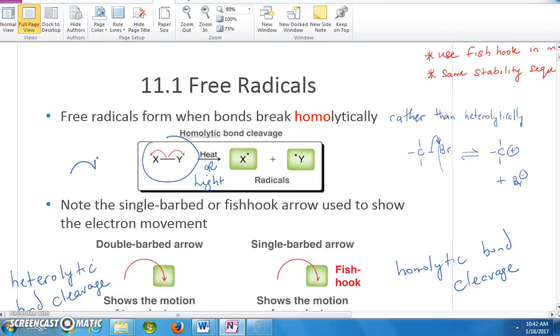Remember, a bond is made up of two electrons, so when the bond breaks, each atom goes away with one electron. And these kinds of reactions are usually promoted by the presence of light and heat. So the formation of free radicals is promoted by the presence of light and heat. And so let us make this distinction right from the start.